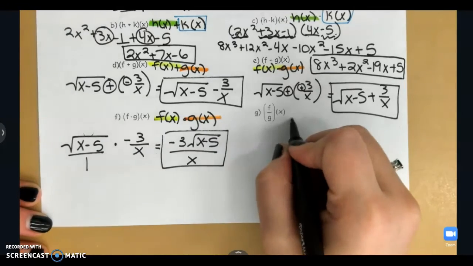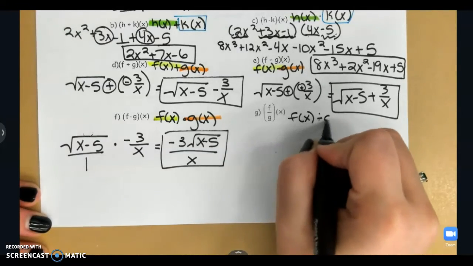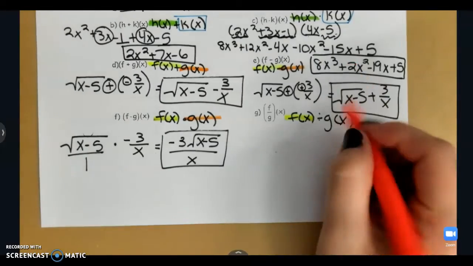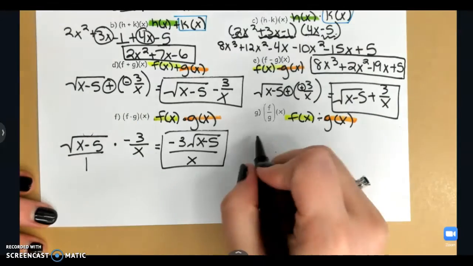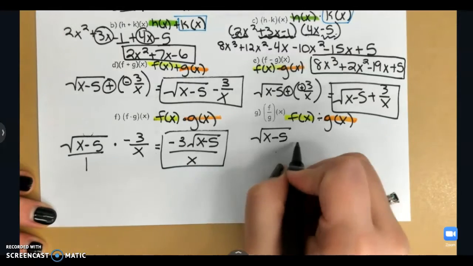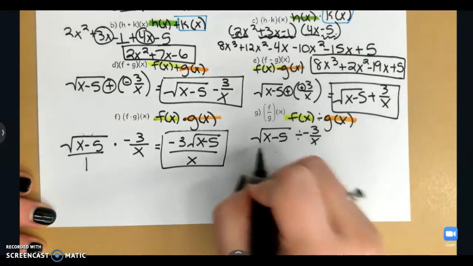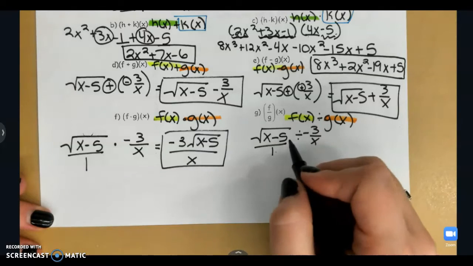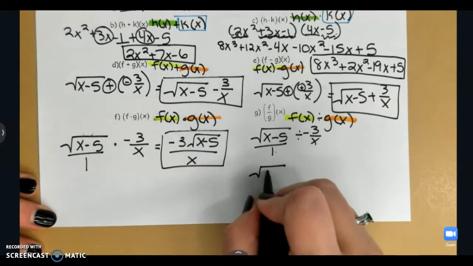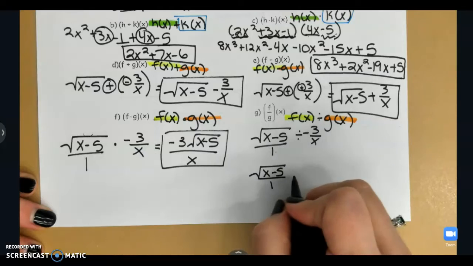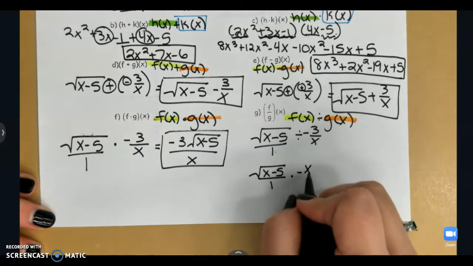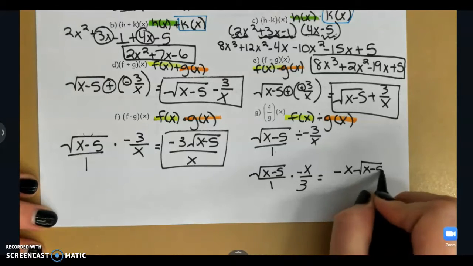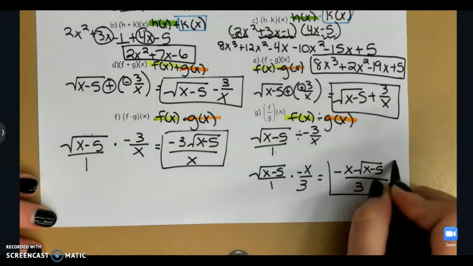And then we have quotient, so this is going to be f of x divided by g of x. Again, we're really liking that yellow and orange. So we're going to divide. And I'm going to make this into a fraction again, because when I'm dividing here, I'm going to use my keep, change, flip technique. Keep the first fraction, change that to a multiplication sign, and flip my second fraction. And again, it's just multiplying top times top, bottom times bottom.